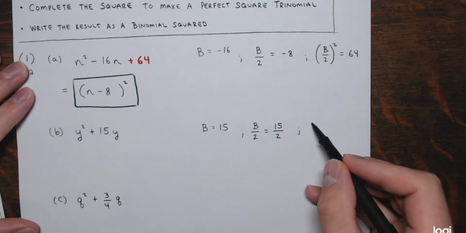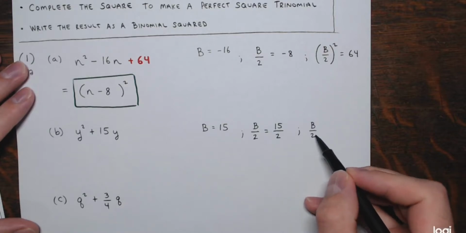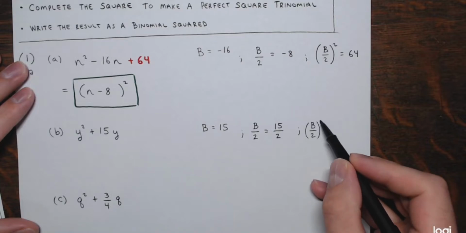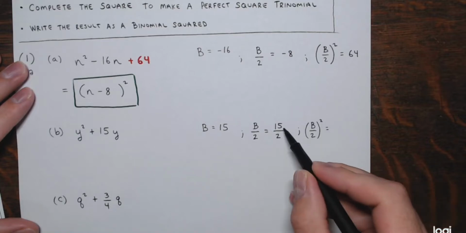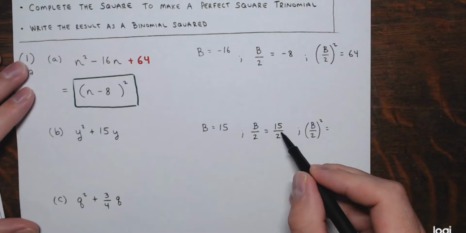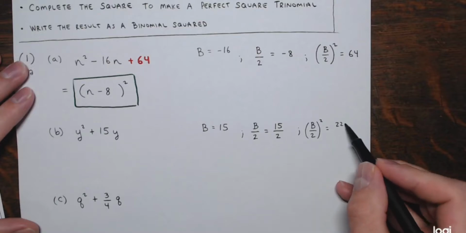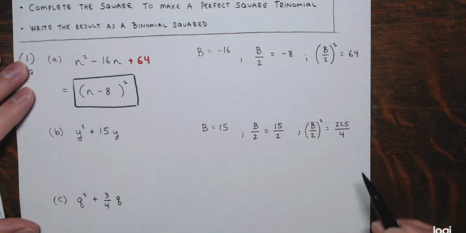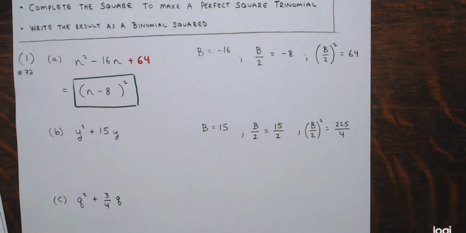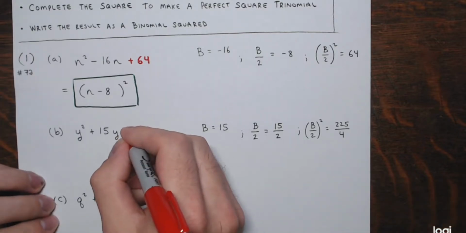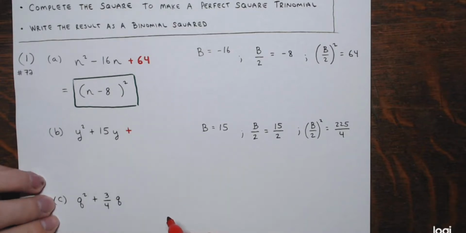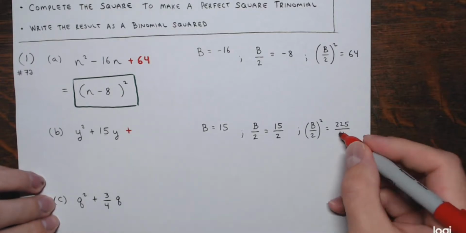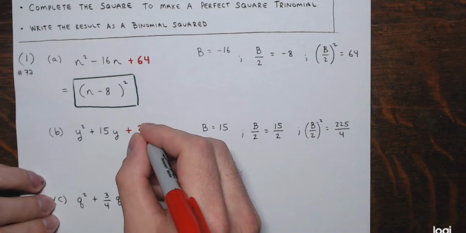Right, and then square it. Take b divided by 2 and square it. Well, 15 halves squared: 15 squared is 225, and 2 squared is 4. So the number I'm adding to make a perfect square trinomial is this 225 fourths.